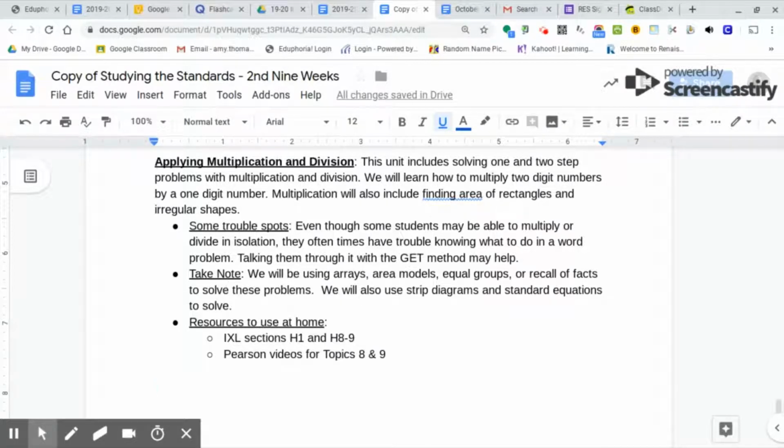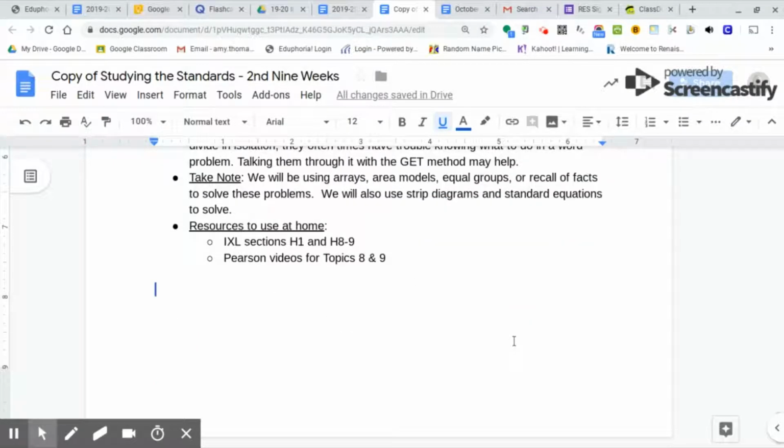Take note, we're going to be using arrays, area models, equal groups, or recall of facts to solve problems. We'll also use strip diagrams and standard equations to solve. And there is also IXL videos and Pearson videos for these topics.